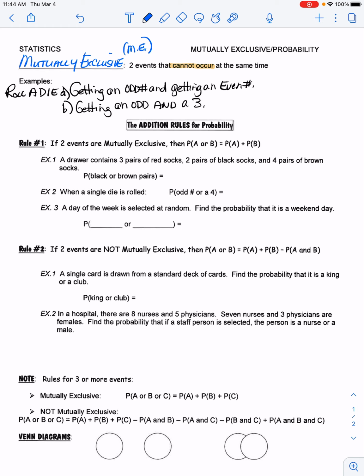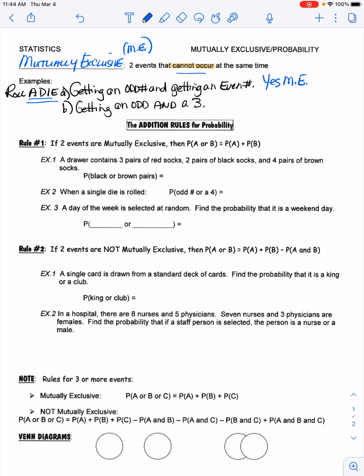For example, say we roll a single die, and we look at the idea of getting an odd number and getting an even number. So I'll say, can you be odd and even at the same time? And you're going to say to me, no, you cannot. So I would say that this is yes, mutually exclusive. They cannot occur at the same time.